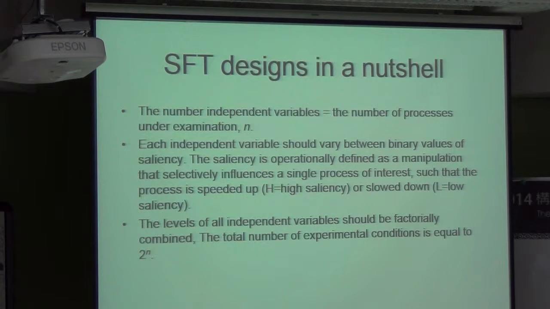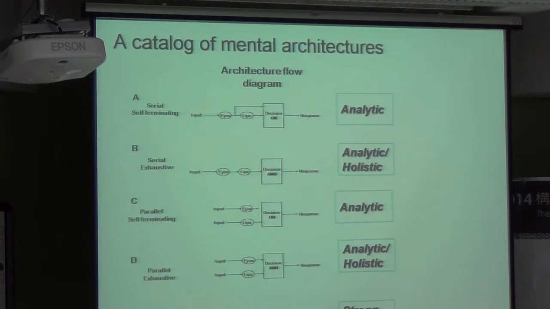You see, if you increase the number of processes, our aspiration goes up, and the number of conditions goes up exponentially. All right, it is as simple as this. You have to follow these guidelines, and that's how you can arrive at a systems factorial technology method. Again, what do we learn? Here we learn about different mental architectures. We learn serial terminating, serial exhaustive, parallel terminating, parallel exhaustive, coactive. I mean, this is a possible catalog of these mental architectures, maybe we can add more here.